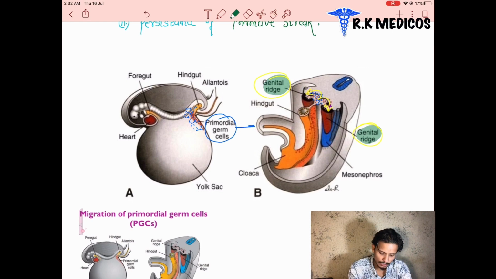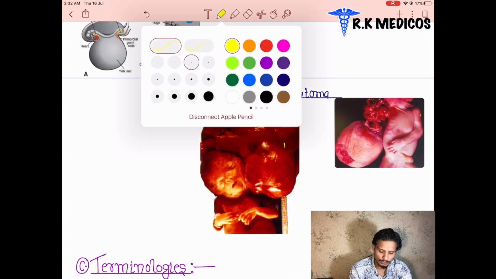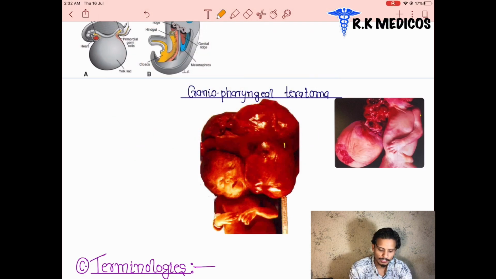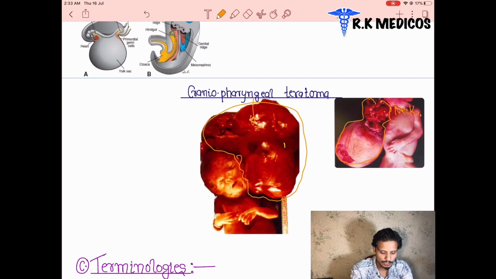In the next section we are going to see craniopharyngeal teratoma. I already told you, in the neck region they form a big tumor. That one is craniopharyngeal teratoma, and teratoma means simply a tumor of the germinal layers or germ layers. Same here, this is the neck region. In the neck region a whole tumor structure is developed in the embryonic condition. They are called craniopharyngeal teratoma.